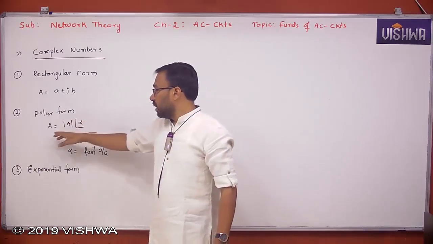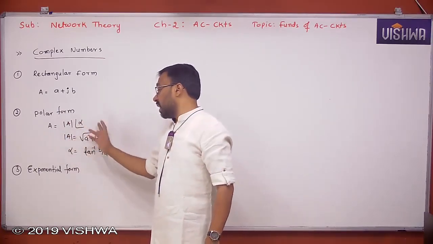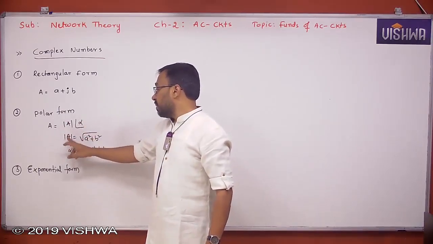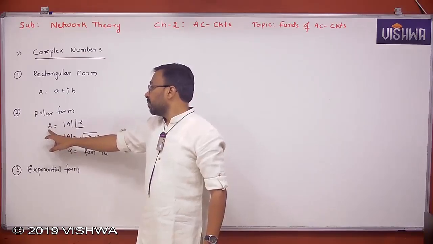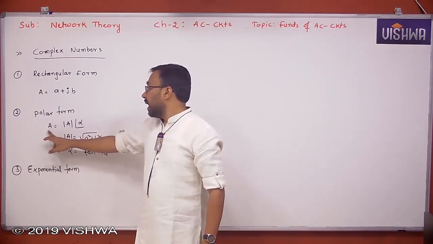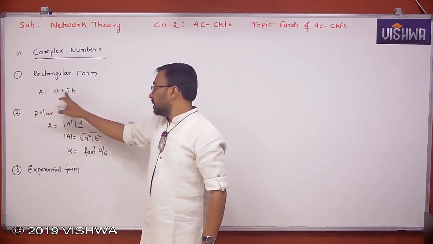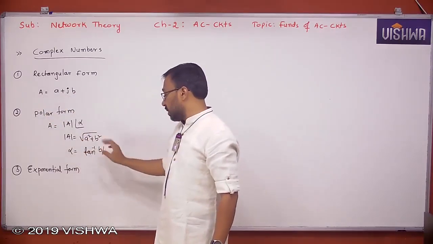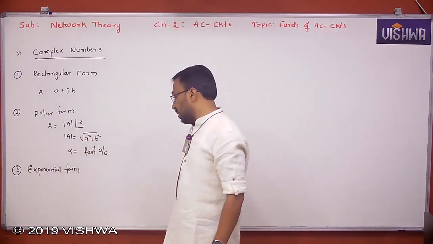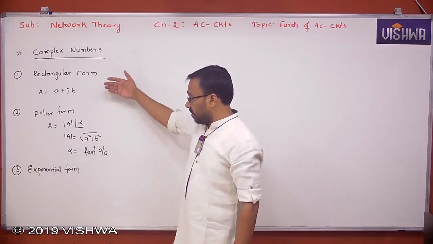Polar form, usually you take A is equal to A at an angle of alpha, where A is the magnitude of this complex vector or complex number A, where A is equal to a plus jb. You take root of a square plus b square, and alpha is equal to tan inverse b by a. This is the rectangular form, this is the polar form.